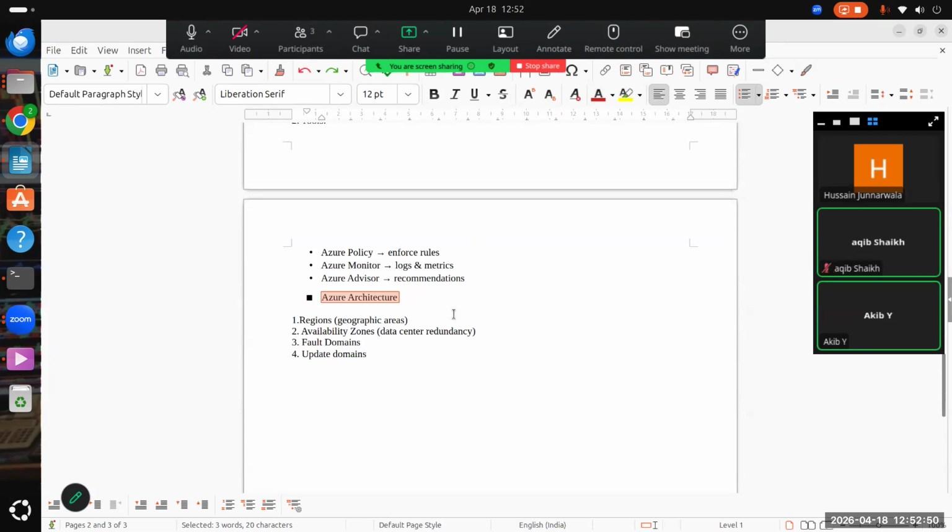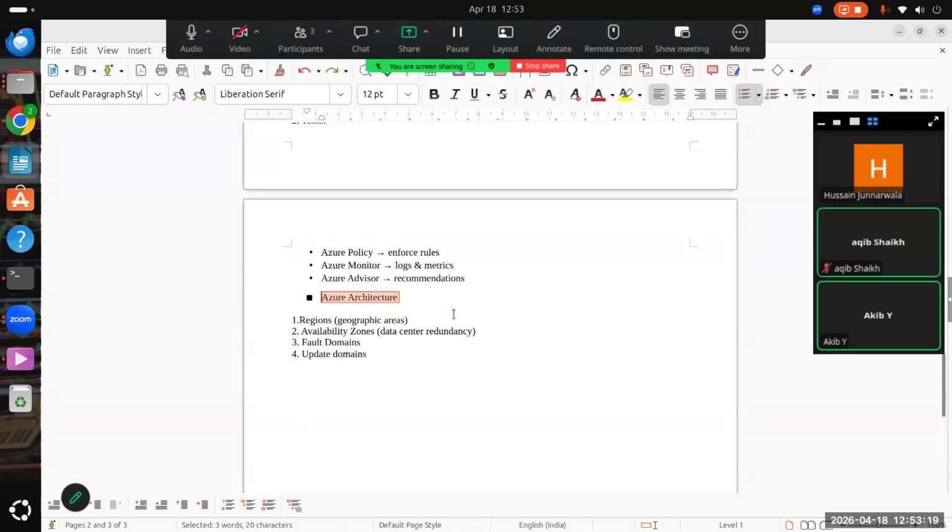So this is the region, and this is just the premises, but they have availability zones: zone one, zone two, zone three. If zone one is down, zone two and zone three are up. If zone two is down, zone one and zone three are up. If zone three is down, zone one and zone two are up. This is just for their internal high availability. If anything goes wrong, they move their resources.